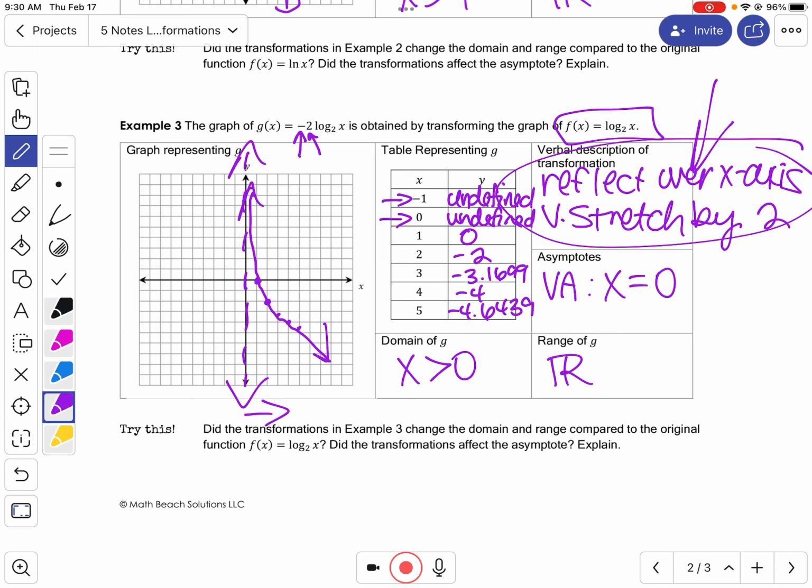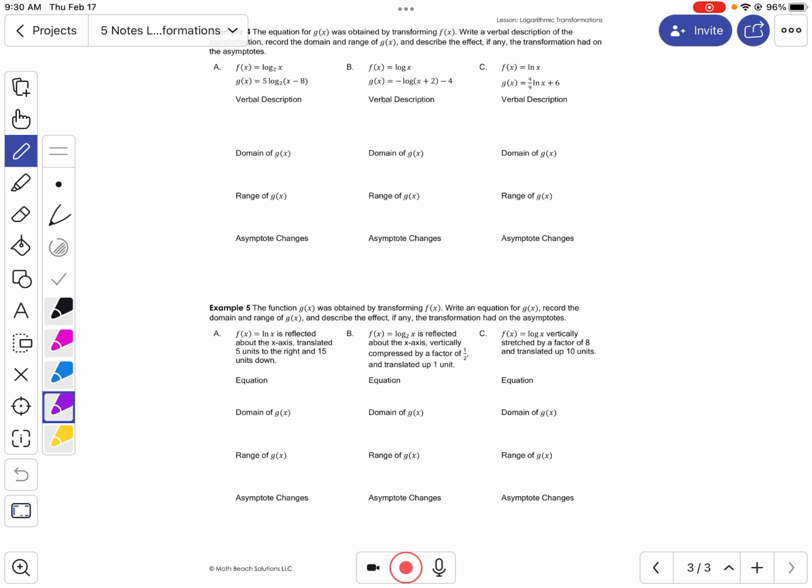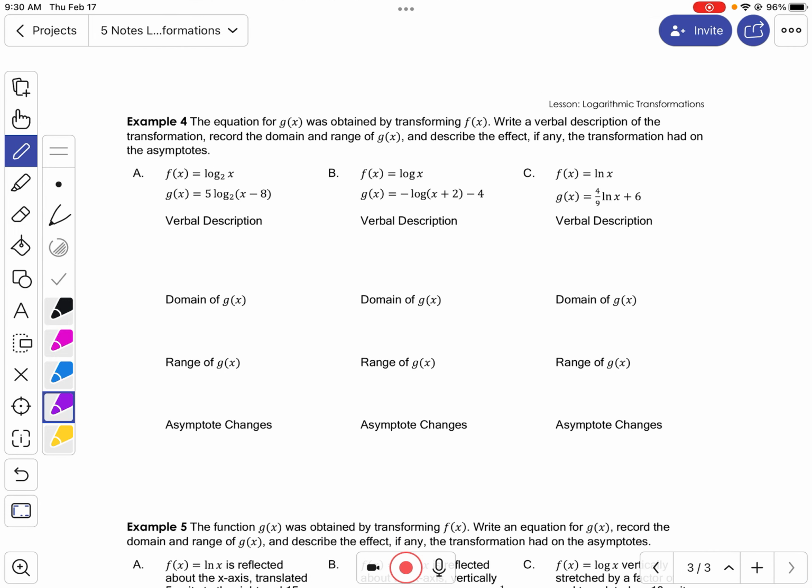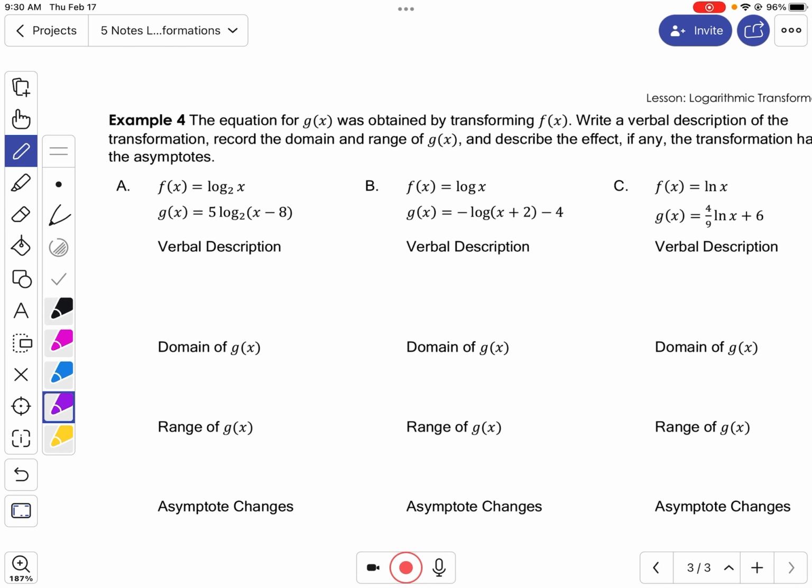Okay, let's take a look at the back. Now, these should be pretty easy. We're going to write the transformations, determine domain, range, and if there's an asymptote change. So notice we're starting with log base 2 of x. There's going to be a 5 in the very front, which means a vertical stretch. And then this inside parentheses is x minus 8, which means it's going to go right 8.